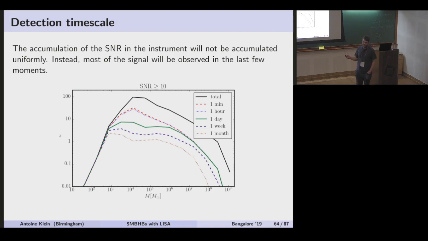Is this the 1 minute from the merger or from the start? That's the delay from the merger. Yeah, so 1 minute before merger, you can see a 10 to the 5 solar mass binary at redshift 15.